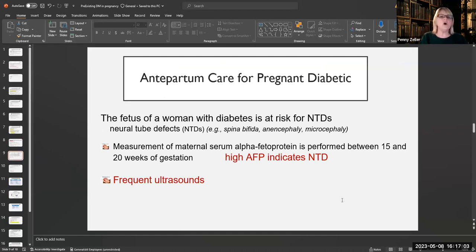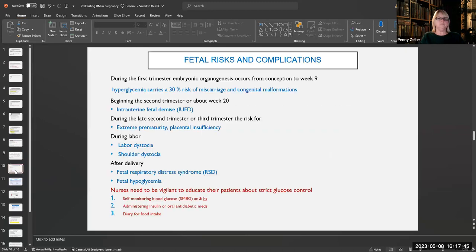So a woman with diabetes is also at risk to have a baby with a neural tube defect. So we do measure the AFP, remember, during that first trimester or second trimester. We do the maternal serum alpha fetoprotein, and that high AFP indicates neural tube defects. So for a diabetic or any high-risk person, we're doing more frequent ultrasounds during that late second and third trimester to monitor our fetus. So fetal risk, we think of congenital malformations.